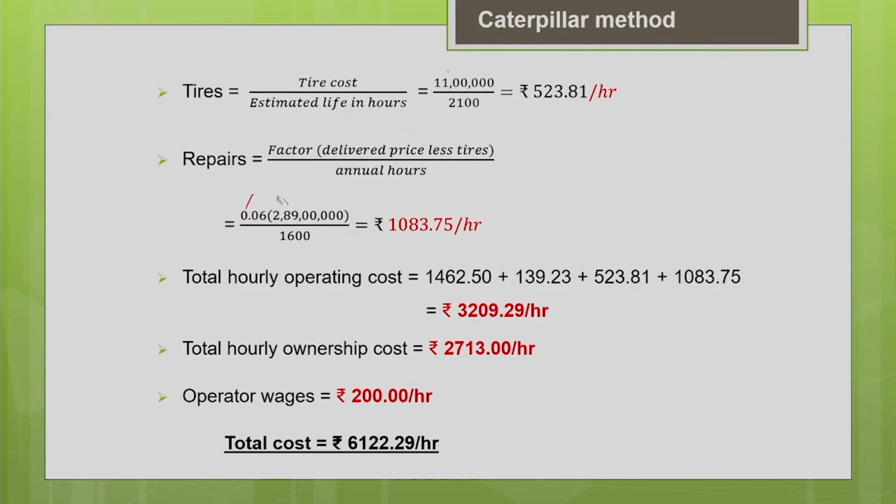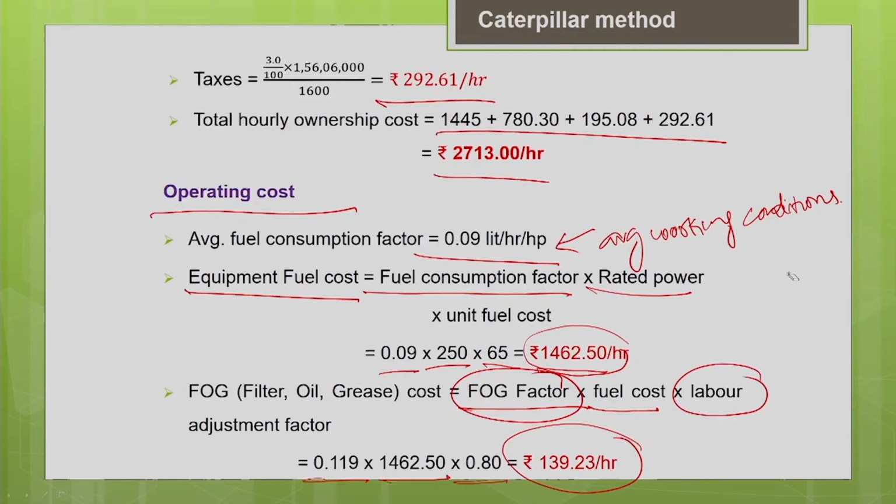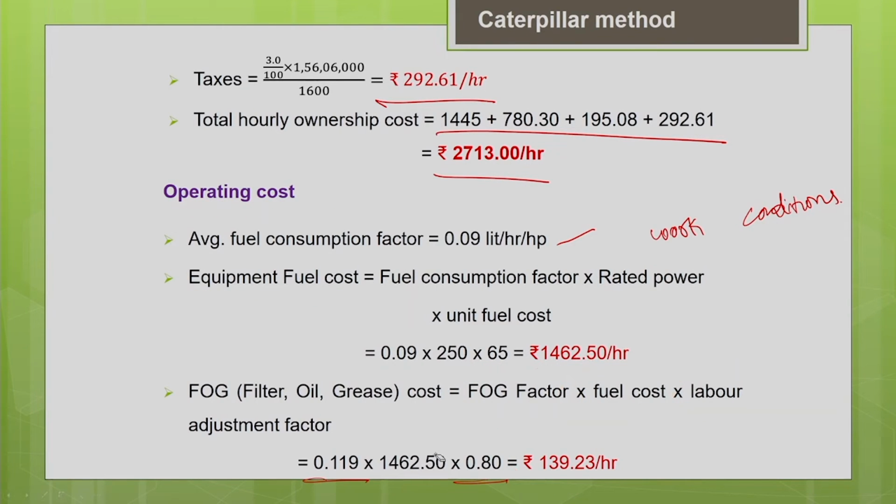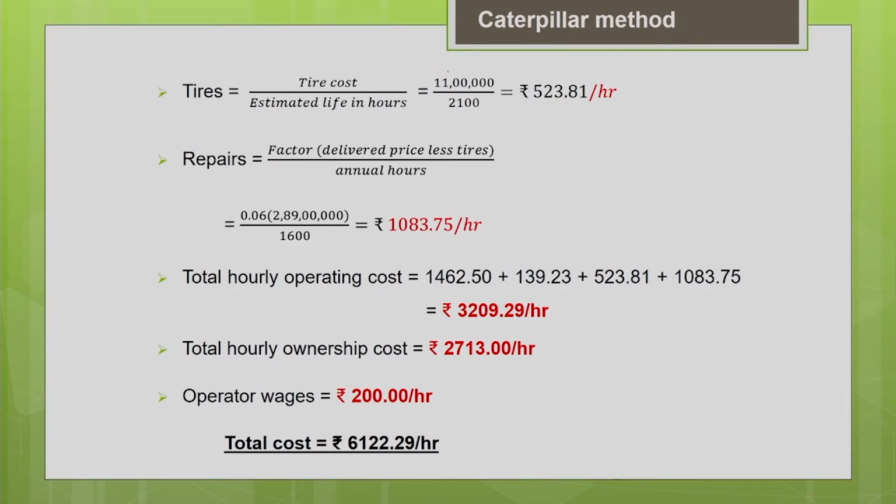What are all the different operating cost components we have estimated so far? The equipment fuel cost we have estimated, the FOG cost we have estimated, we are going to add that. Then the tire cost we have estimated, 523.81, and the repair cost we have estimated, 1083.75. Add everything, and you will get the total operating cost as rupees 3209.29 per hour.